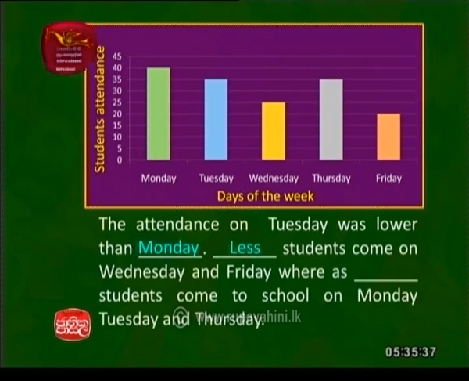But then less students come on Wednesday. අපි ඒකත් වෙනස් විදිහකට ලියනවා. Less students come on, මොකද less කියන වචනේ තිබ්බා. Then definitely we have to use that. So then less students come on Wednesday and Friday. Right? අඩු ගාණක් එන්නේ.